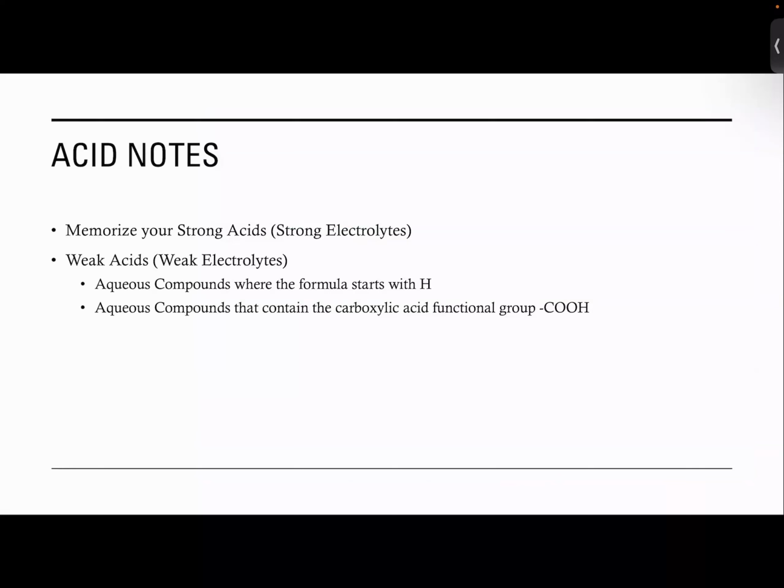So again, your strong acids, you have to memorize them. Your weak acids will be all other compounds that start with hydrogen or have a carboxylic acid functional group. Those are the ways that we indicate that you're working with an acid. Either the formula starts with the acidic hydrogen, or we indicate the carboxylic acid functional group.